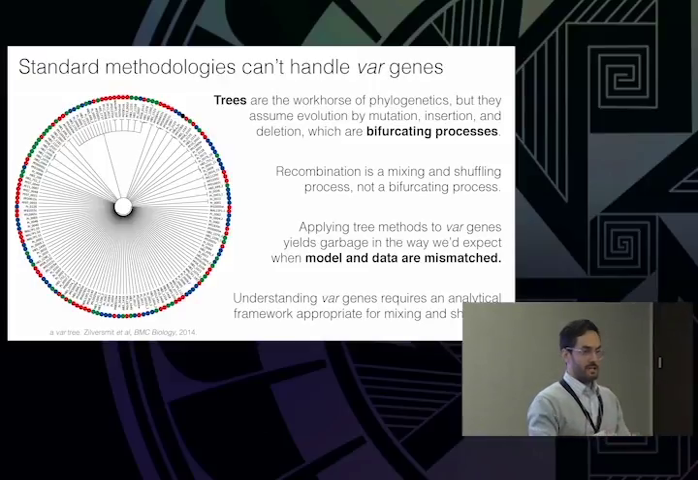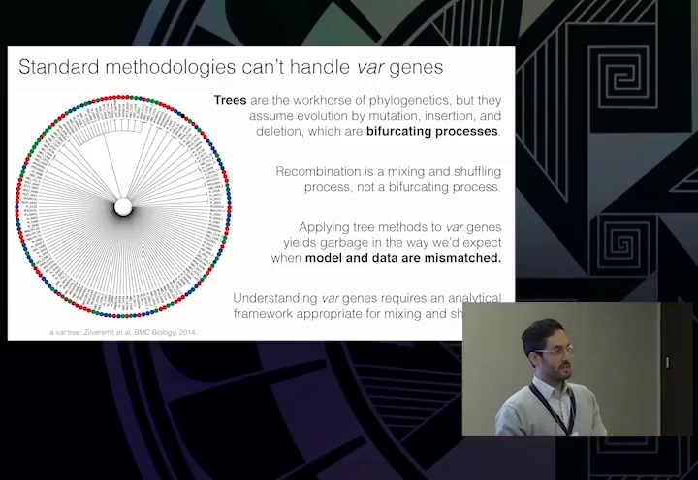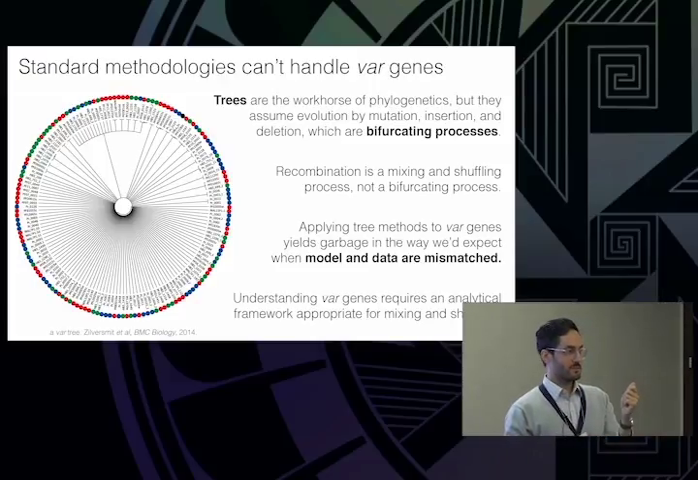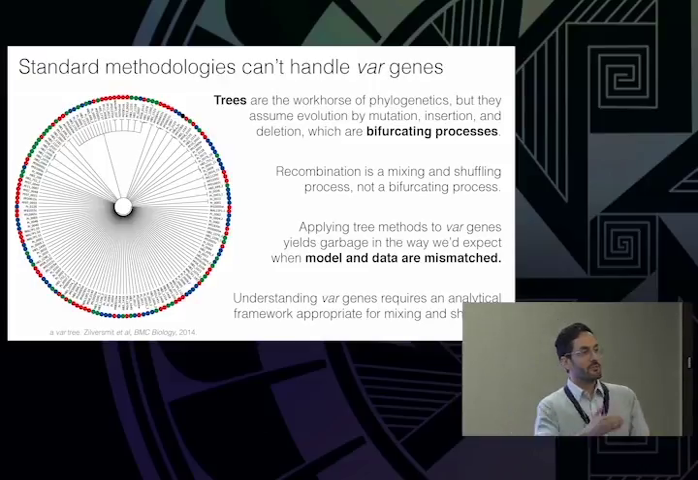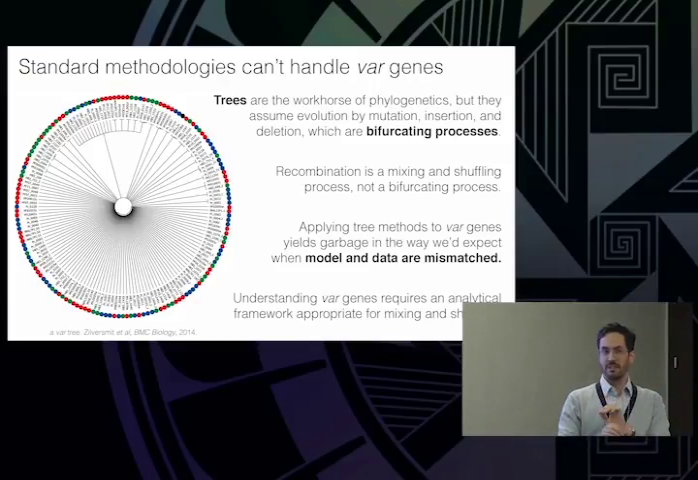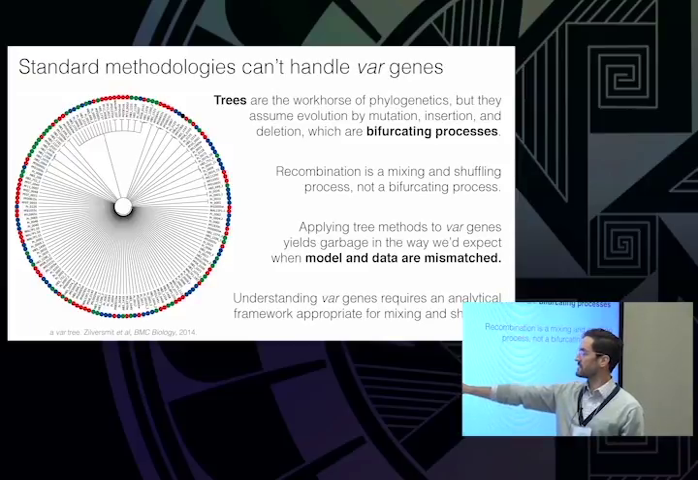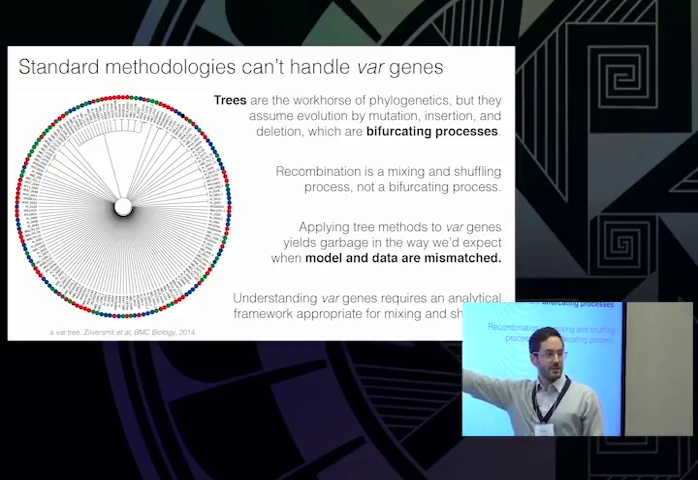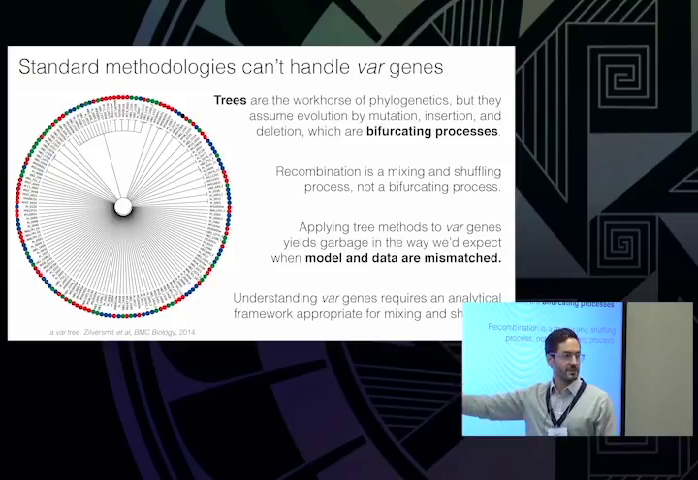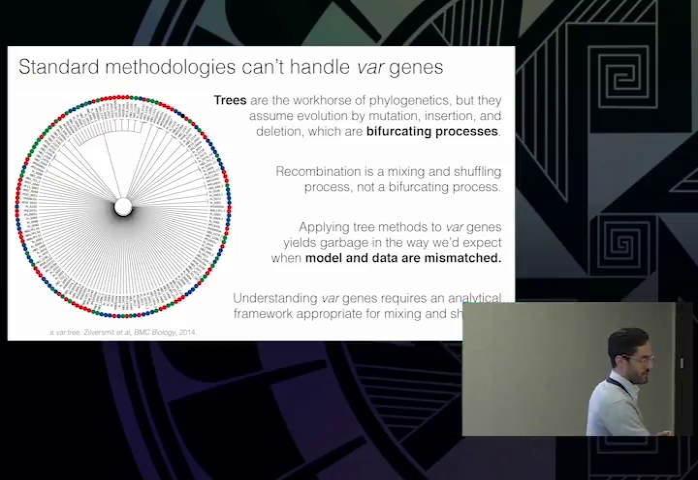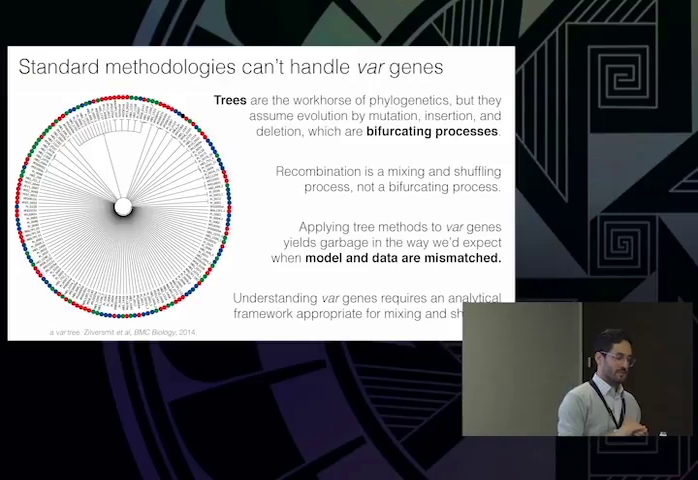So if we have a pool of genes that are all evolving by mutation, insertion, and deletion, and we fit to a tree, then fundamentally, the tree is the right model for the data. However, if we have genes that are recombining, shuffling, then trees no longer actually fit the data. So if you try and fit these VAR genes using trees, you get trees that look like this. Everything is connected at the root. You have no understanding of what the population structure is here. So essentially, applying tree methods to VAR genes gives us garbage, in the way that we expect when the model and the data are just fundamentally mismatched.